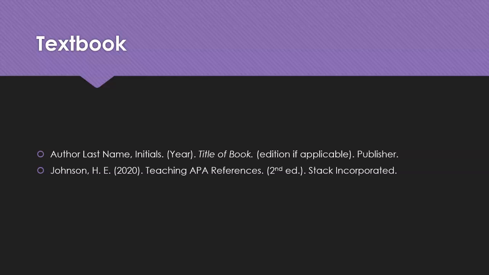So for a textbook, according to the new edition of APA, you would use the author's last name and their initials. If it's multiple authors, you do the same thing as you did with the journal. Then you have the year, the title of the book. That title of the book is going to be italicized. And then an edition, if applicable, and then the publisher. So notice there is not a spot there for a city and state prior to the publisher.